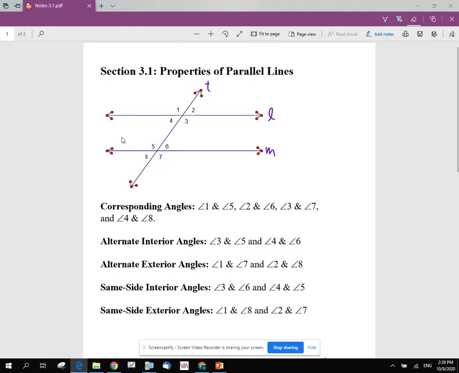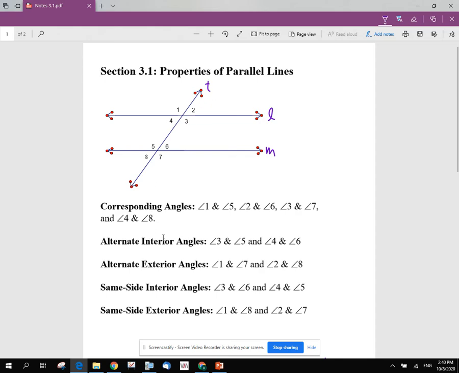Next word is alternate interior angles. Now this is named correctly, alternate interior. This line right here is what's known as a transversal, whereas L and M are what I always call the potentially parallel lines, right? We don't know that they're parallel. If we knew that they were, then we just call them the parallel lines. T is a transversal that cuts through both of them. It kind of intersects, if you will, both of them.